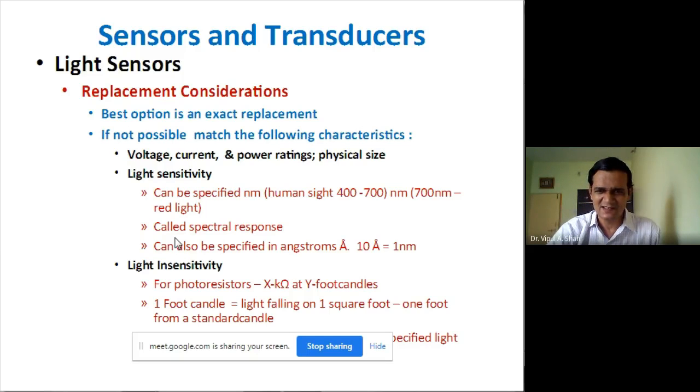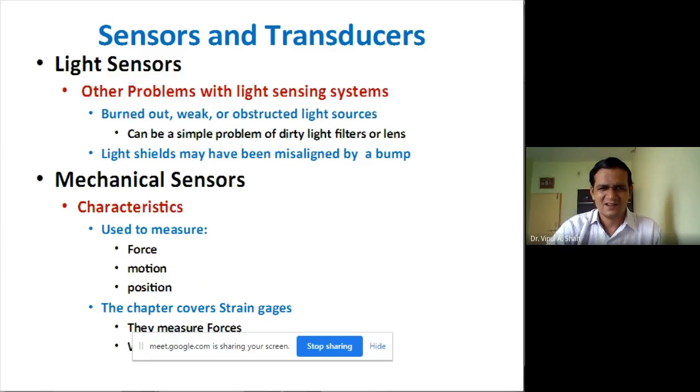By imparting infrared lights, you can monitor and maintain the flow, volume, color and compositions, etc. Light intensity will change with reference to the coordinates x and y of your photoresistance, and then you can monitor and maintain that change in the resistance, which will effectively follow the change in the light source itself. Other issues with these sensors are burnout, weak or obstructed light sources, which may create a problem for you. Light shields may have a misalignment by a lens, so you need a proper calibration.